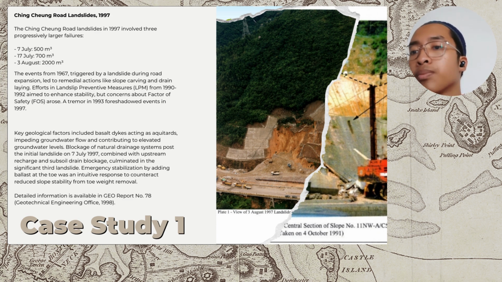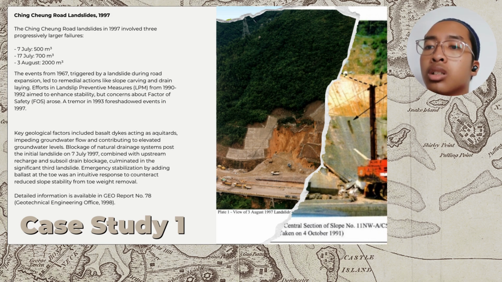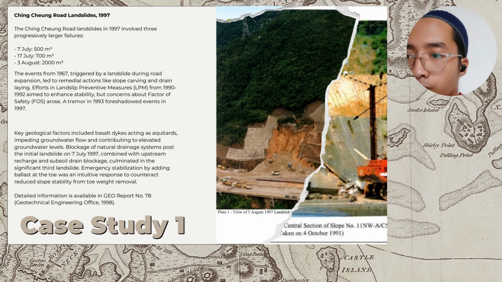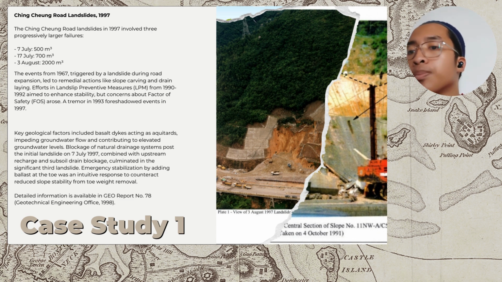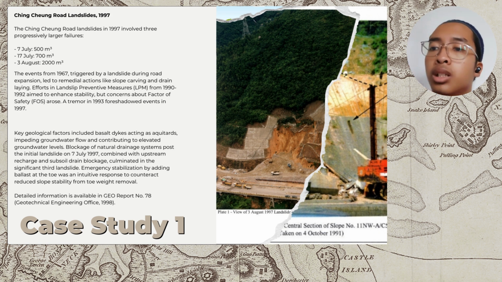The geology featured basalt that acted as an aquitard, impeding groundwater flow and contributing to elevated groundwater level, especially following blockage of the natural drainage system after the initial landslide on 7 July 1997. The compound effect of the upstream recharge and drain blockage culminated in the most significant third landslide. Emergency stabilization by adding basalt fill at the toe reflected an intuitive response to counteract the reduced stability from toe weight removal. Detailed information is available in the Geo report.